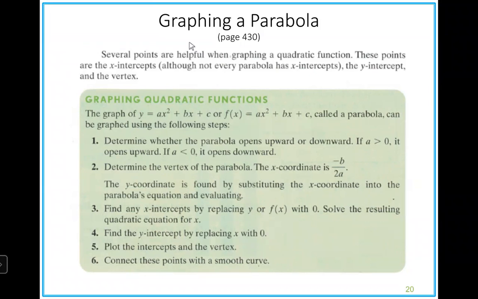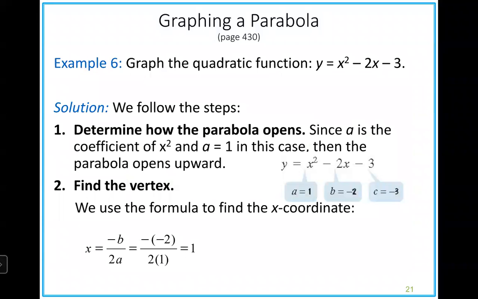So please note here what it says: although not every parabola has x-intercepts, in those cases we might have to use the point plotting method, but we're going to look at a few now that do. So we get this equation, example 6, page 630. You're told that y is equal to x squared minus 2x minus 3.